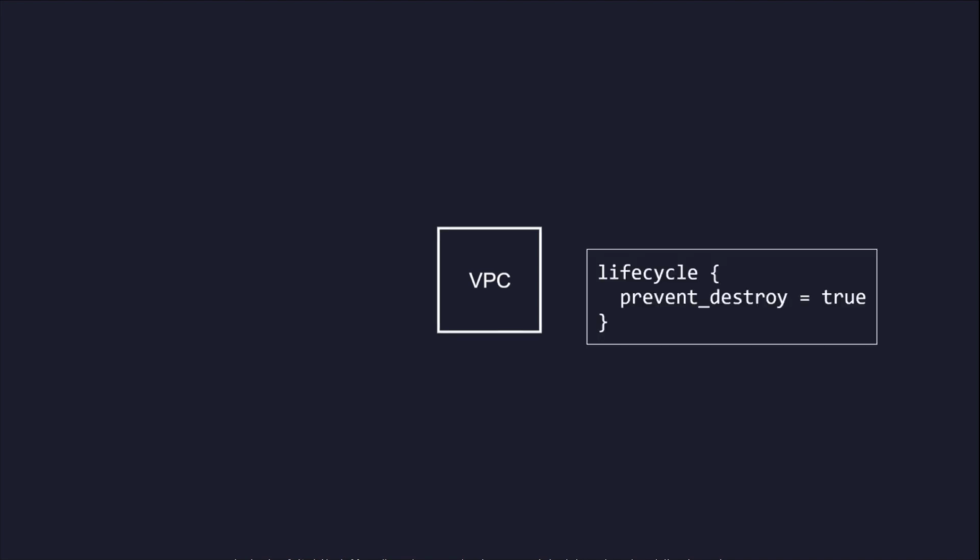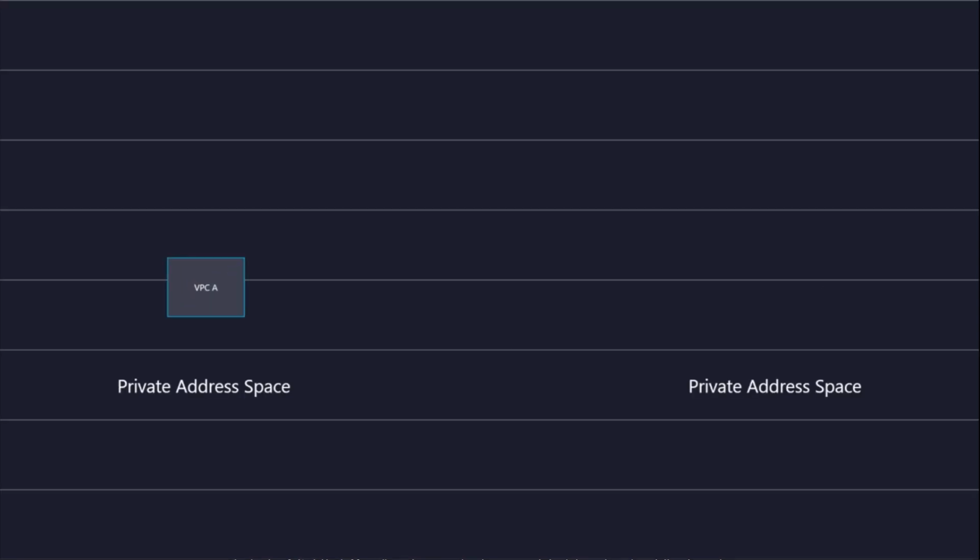Apply the lifecycle prevent_destroy meta-argument to foundational resources, like the virtual private cloud. This adds a safety layer that prevents accidental deletion through the command line or automation scripts.